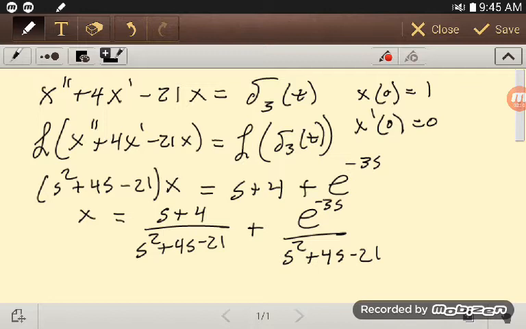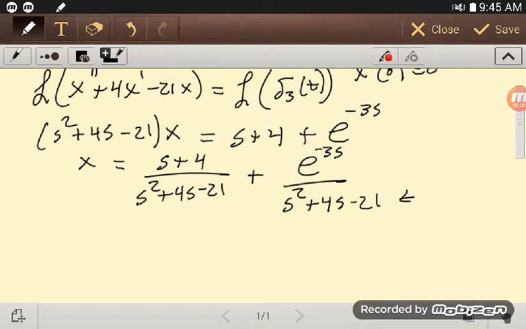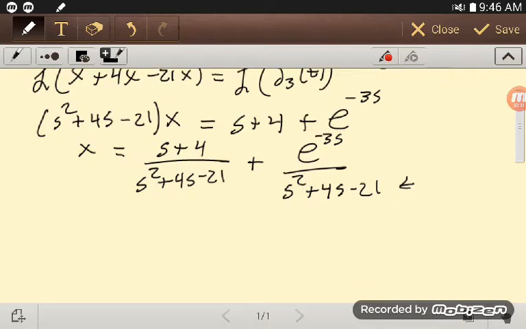Now we need to do our partial fractions for the s plus 4. We've done that, so I'm not going to show that again. I'll just put the answer. But let's do 1 over s squared plus 4s minus 21, this part without the e to the minus 3s.